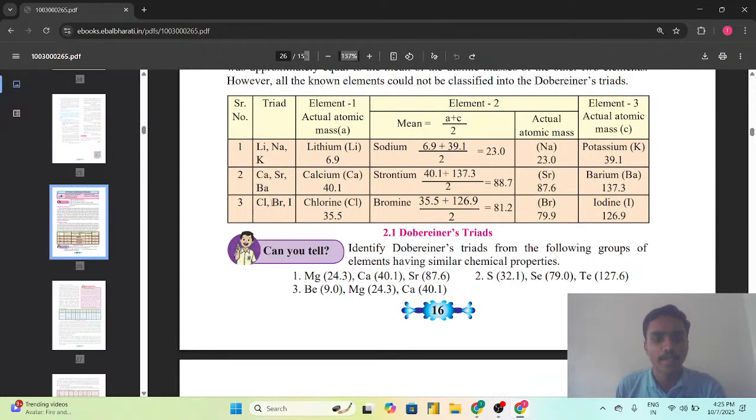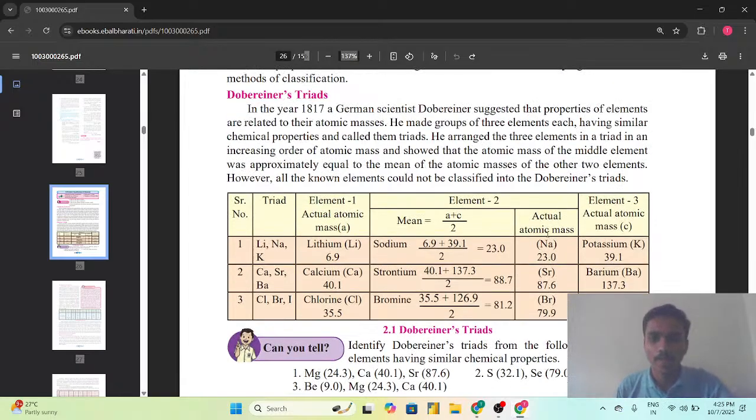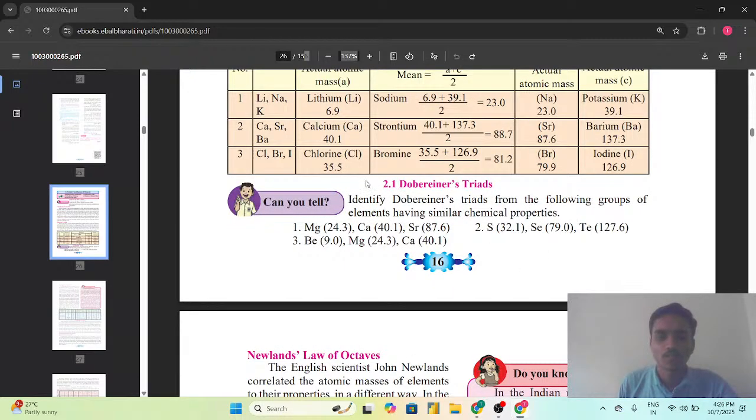Next, taken the triad as the chlorine, bromine, and iodine. So chlorine having the atomic mass of 35.5, iodine having the atomic mass of 126.9. After taking the mean, bromine atomic mass gets calculated as 81.2, but bromine actual atomic mass has to be 79.9. So this method having the atomic masses as the nearby to its mean, which was calculated by the Dobereiner.